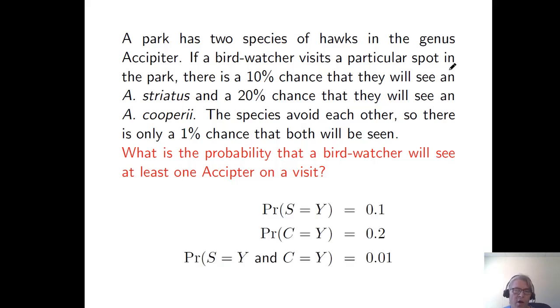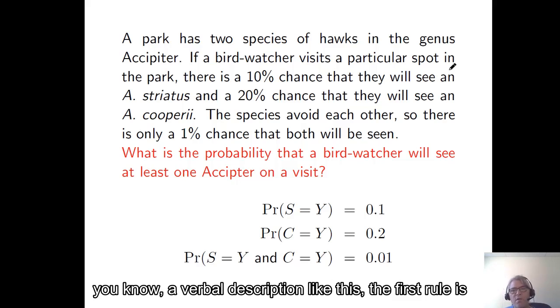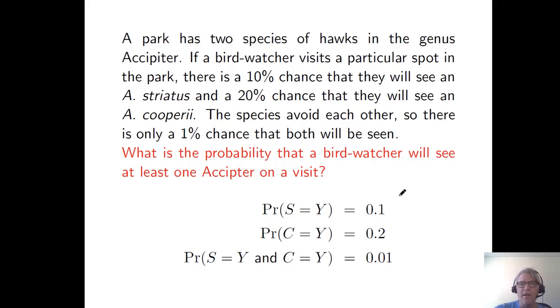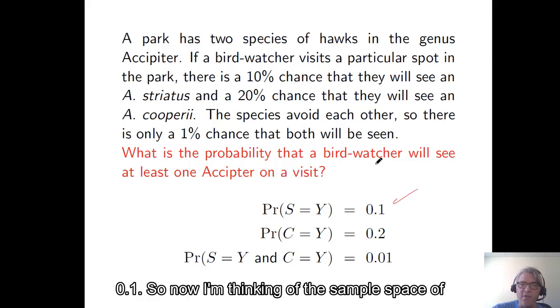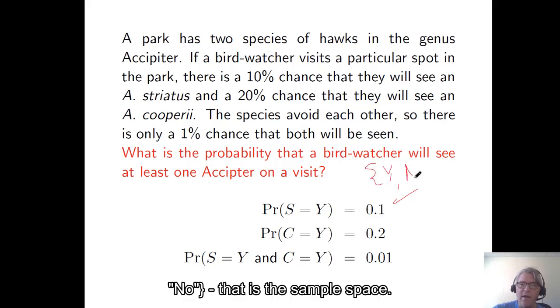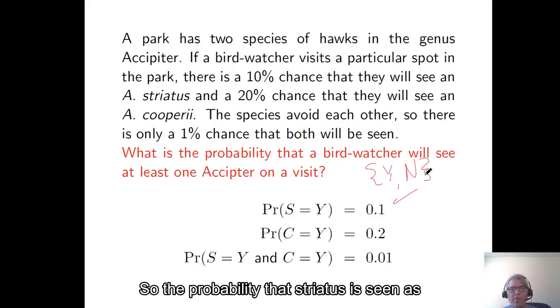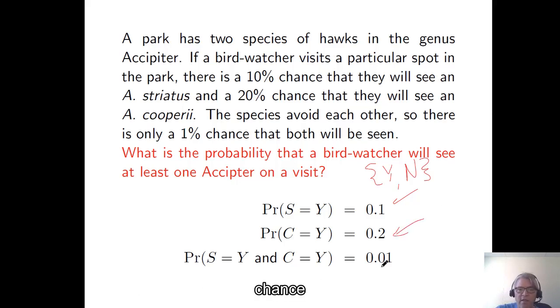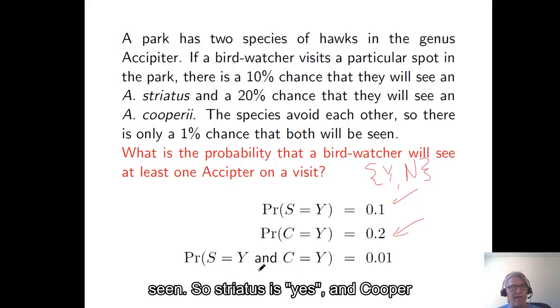Okay, so when we are confronted with a verbal description like this, the first rule is to try to extract the probability statements from that problem. So we can say, okay, well, the probability that striatus is seen is 0.1. So now I'm thinking of the sample space of these events as being yes and no. The probability that striatus is seen is 0.1. The probability that cooperi is seen is 0.2. And then there's a 1% chance, 0.01, of them both being seen. So striatus is yes and cooperi is yes.